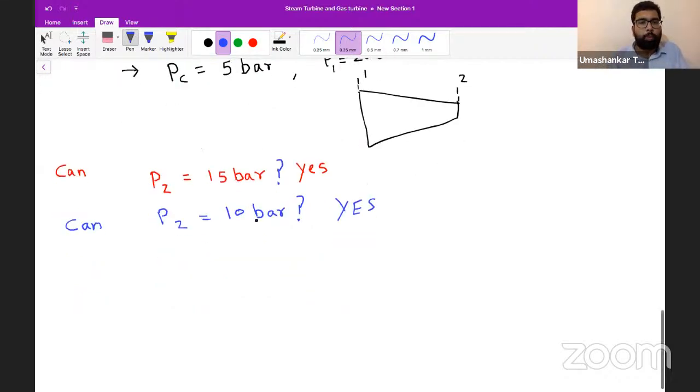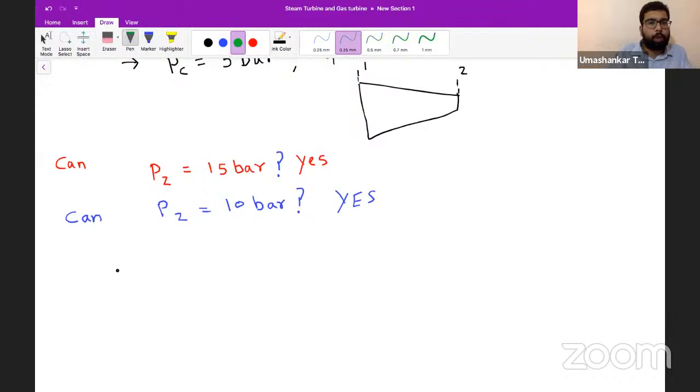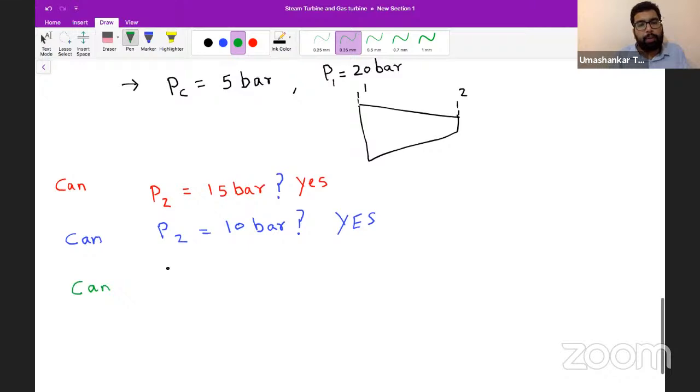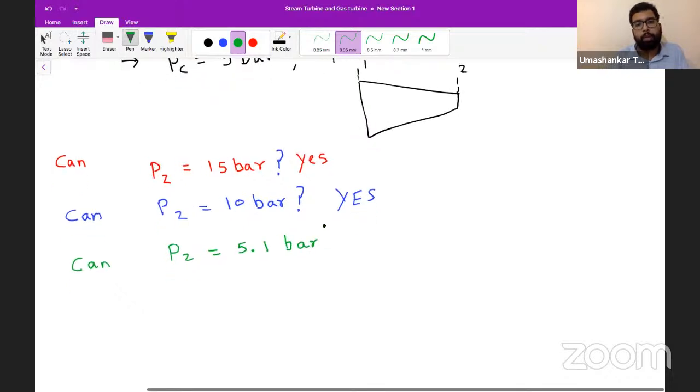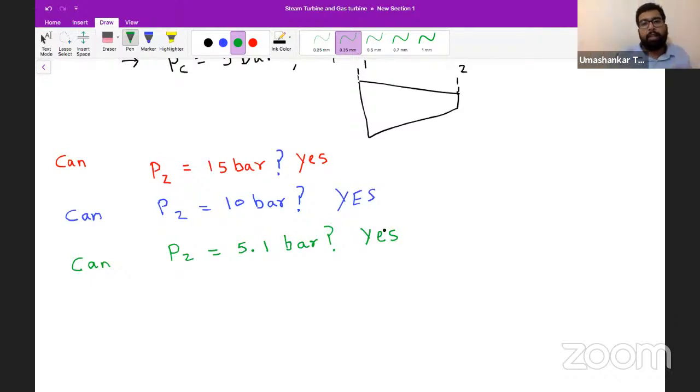No problem in that. Now one more question. Remember that our Pc is 5 bar. So can P2 be equal to 5.1 bar? Now tell me yes or no. So you would say yes sir, it can be equal to 5.1 bar because we are still above the critical pressure. So P2 is greater than Pc.